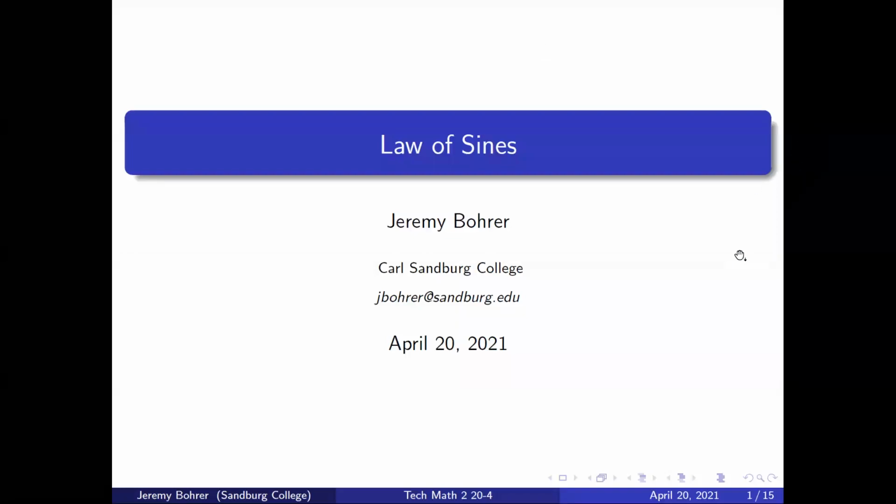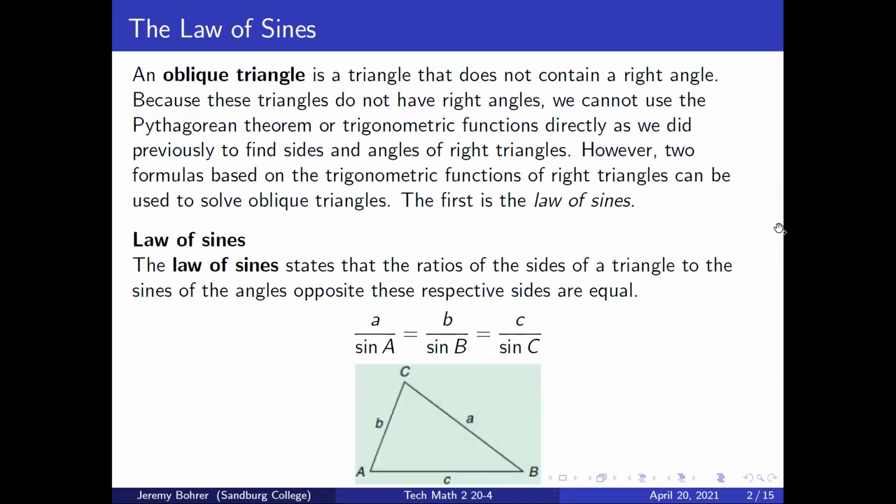In this video, we will discuss the law of sines. An oblique triangle is a triangle that does not contain a right angle. Because these triangles do not have right angles, we cannot use the Pythagorean theorem or trigonometric functions directly as we did previously to find sides and angles of right triangles. However, two formulas based on the trigonometric functions of right triangles can be used to solve oblique triangles.